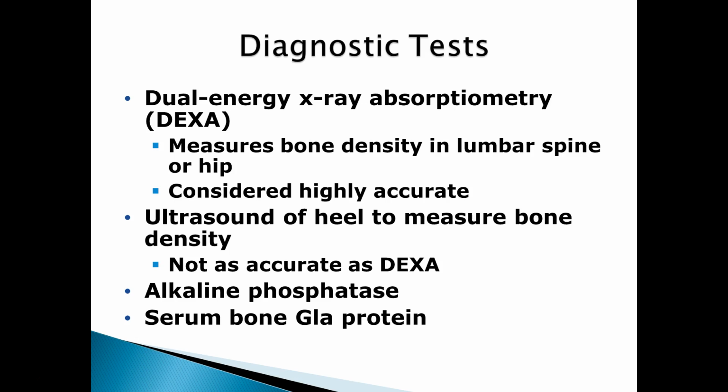These are the ways in which we can diagnose the problem: a dual energy X-ray absorptiometry, or a DEXA, which is probably one of the most accurate ways in which we can diagnose osteoporosis. It measures bone density in the lumbar spine or hip, and it's considered highly accurate. Ultrasound of the heel to measure bone density. It's not as accurate as a DEXA. Alkaline phosphatase and serum bone GLA protein.